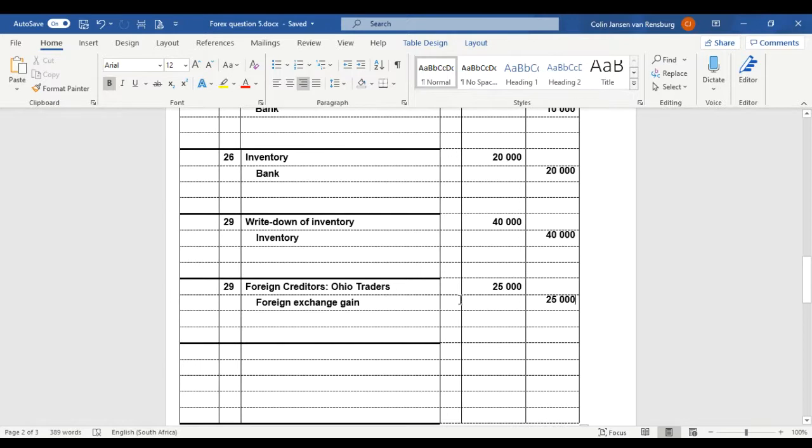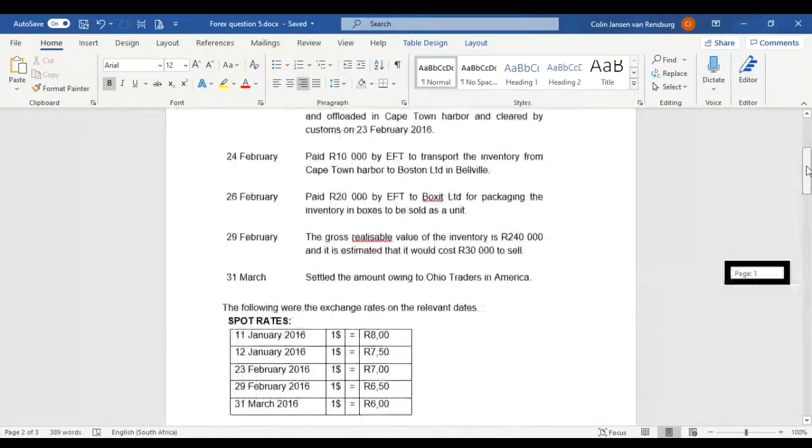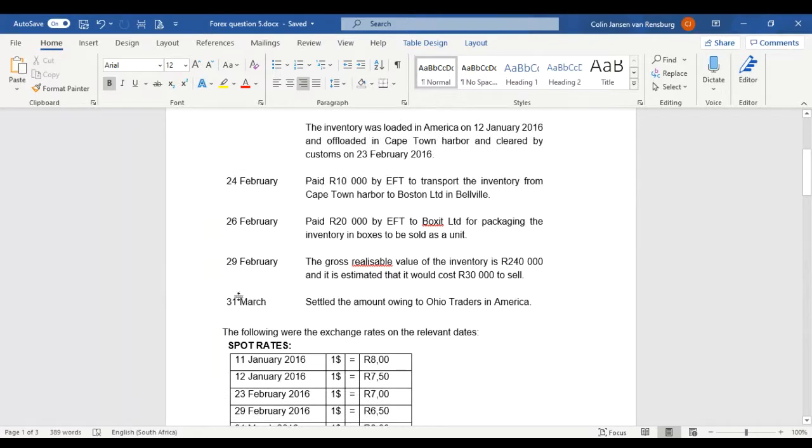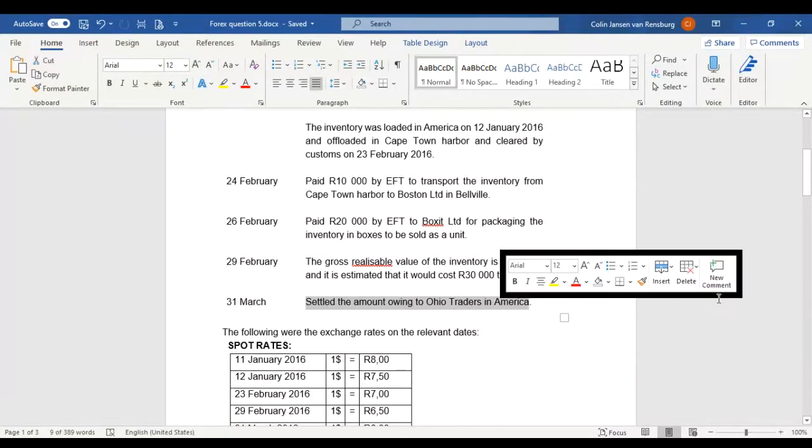Okay, ladies and gents, so far, so good. So we've drawn up our financial statements. Now let's go to the next event. What else has happened? Here we see on the 31st of March, they settled the amount owing to Ohio traders in America. So they settled the amount, right? What does that mean? It basically means they paid it in full. If you settle your account, you pay it in full.